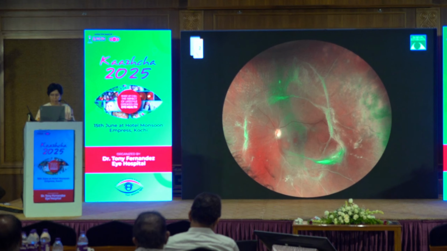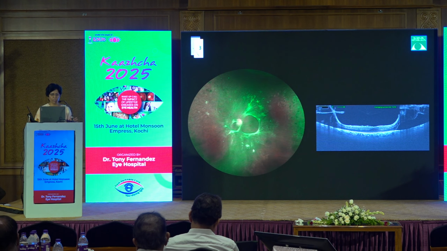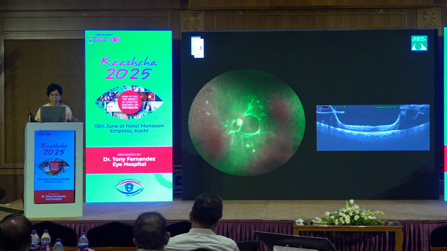This is another case where you see almost a circular proliferation with tractional retinal detachment, but the macular foveal area is attached. Now with this kind of situation, the patient is maintaining vision in this eye and he is able to do all his daily routine work. So again, this is a situation where I would not intervene.